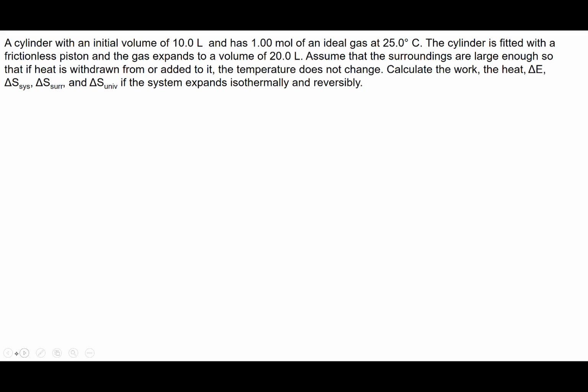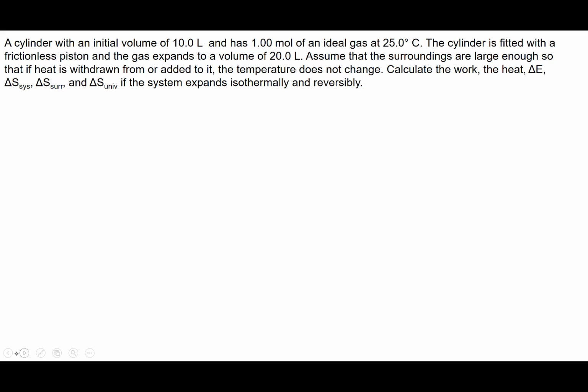So in this video, I'm just going to go over a little bit of a thermochemistry problem where we're looking at a gaseous system that is isothermal, and that process is going to be reversible in this case. And so what we're going to do is calculate the work, the heat, the internal energy, the change in internal energy, and then the delta S of the system, the delta S of the surroundings, and then also the delta S of the universe in these instances.